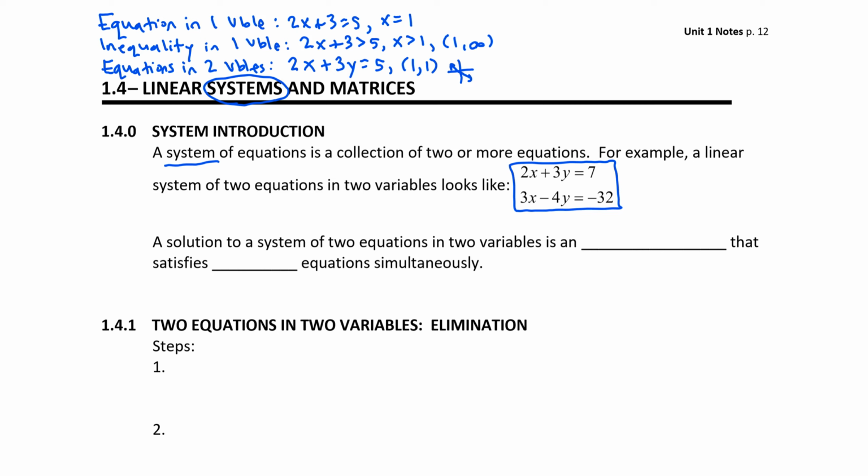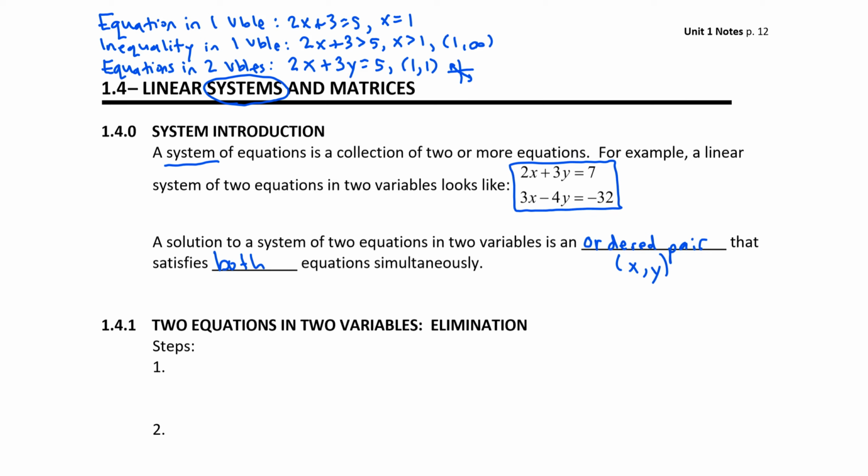For example, a linear system of two equations in two variables looks like 2x plus 3y equals 7, 3x minus 4y equals negative 32. A solution to a system of two equations in two variables is an ordered pair, and an ordered pair looks something like this, x coordinate, y coordinate, that satisfies both equations simultaneously. So our goal in solving a system of linear equations in two variables is to figure out the ordered pair that balances both of those equations at the same time.